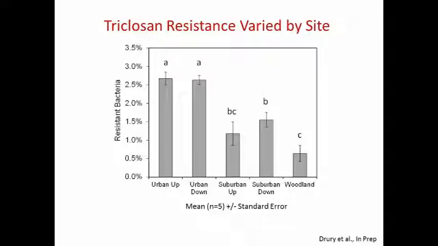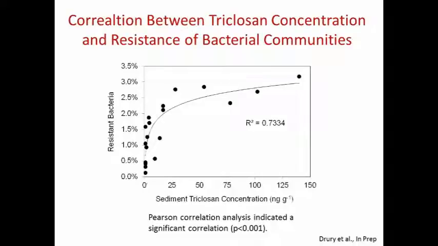And if you look at the correlation between triclosan concentration and resistance, there's a really nice logarithmic correlation between triclosan concentration and the percent of resistant bacteria. So an R squared of 0.7 and a really significant p-value, indicating a really significant correlation. So this, to me, suggests pretty strongly that the triclosan concentration in these sediments is impacting the communities. It's not controlling their abundance, but it certainly seems to be driving the increase in resistance among the communities, that they're getting more resistant to triclosan when they see more of it.